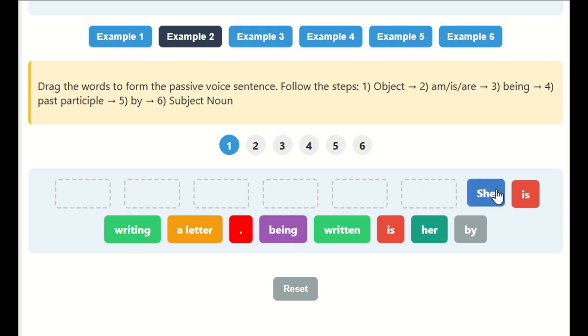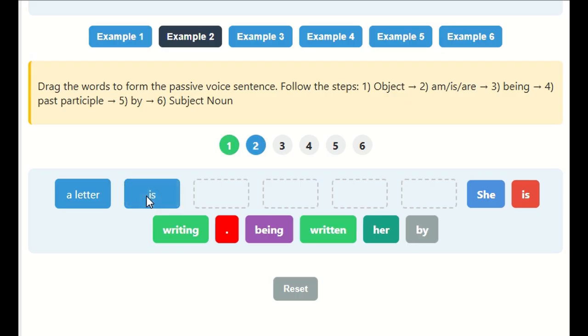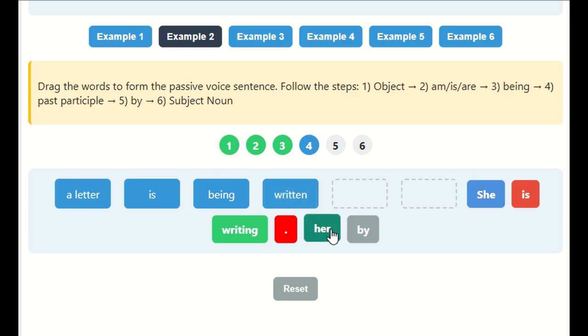She is writing a letter. We'll start dragging to make this passive. First the object, which is a letter. Then the helping verb, because the letter is a singular noun. We are using is as the helping verb. Then the being verb. And finally the past participle form of the verb writing, which is written. Done. A letter is being written.